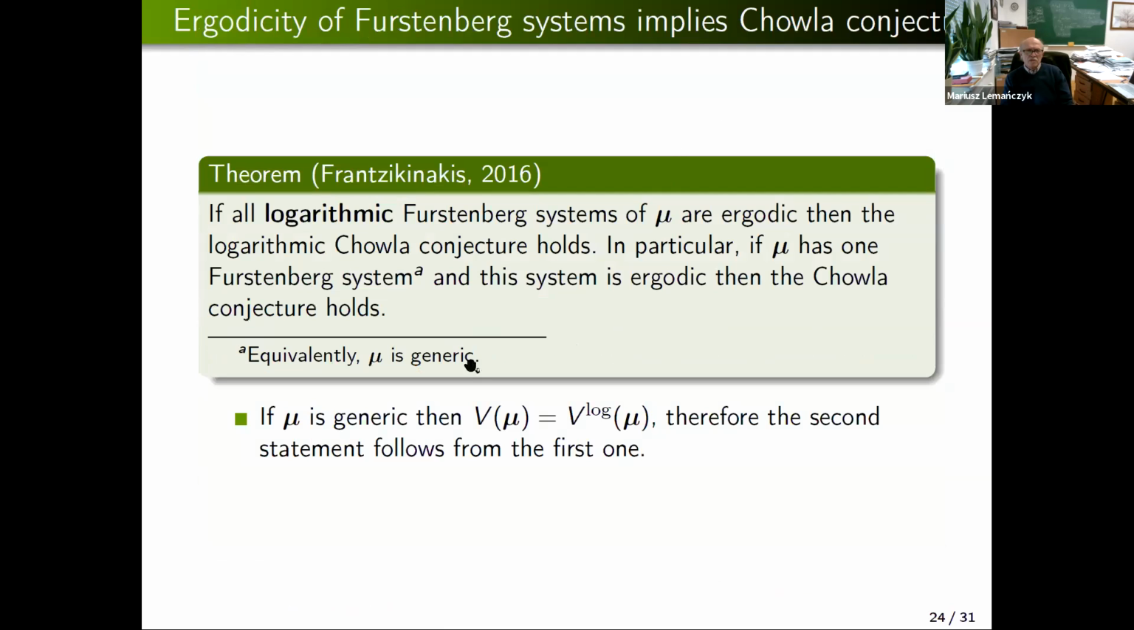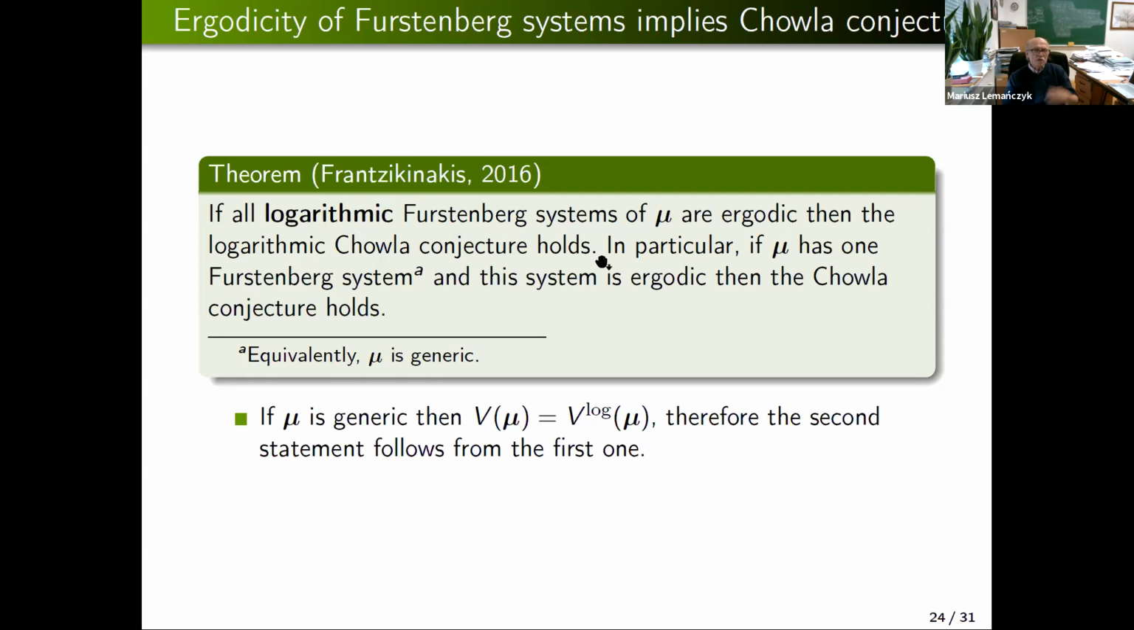Then I wanted to tell you a few words about a result which is a little bit underestimated. That's a result by Nikos Frantzikinakis, 5 years ago. Basically he proved that ergodicity implies Chowla. The precise statement is that if all logarithmic Furstenberg systems of mu are ergodic, then in fact there is only one logarithmic Furstenberg system, and this logarithmic Furstenberg system is just Bernoulli. So that's what we want to see.